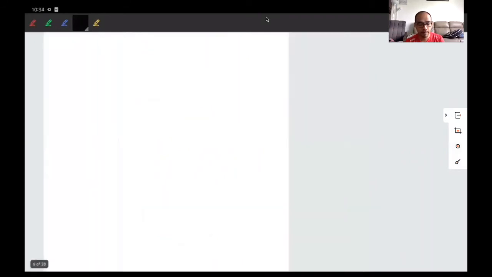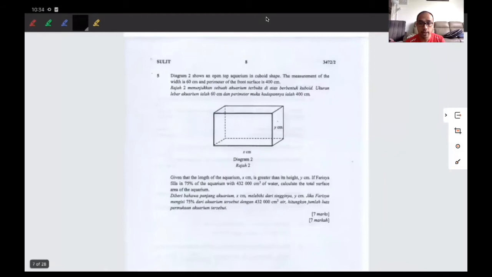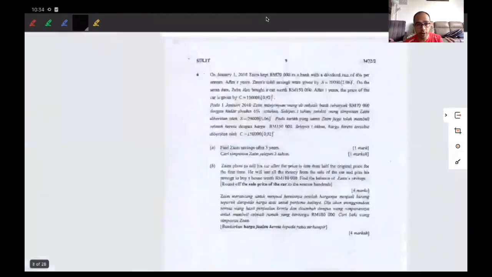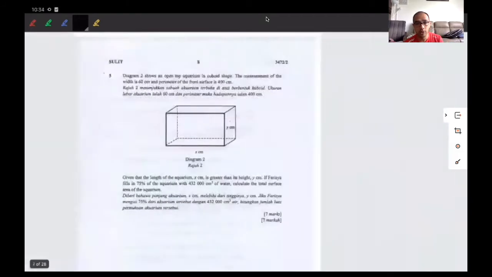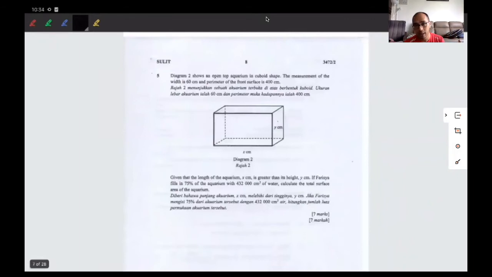All right, question number 5. If you haven't done this paper, you kind of know that question number 5 looks like a simultaneous equations question, unless you see the word rate. If you see the word rate, then it's not simultaneous equations. It is differentiation. But I think this looks like a simultaneous equations question.